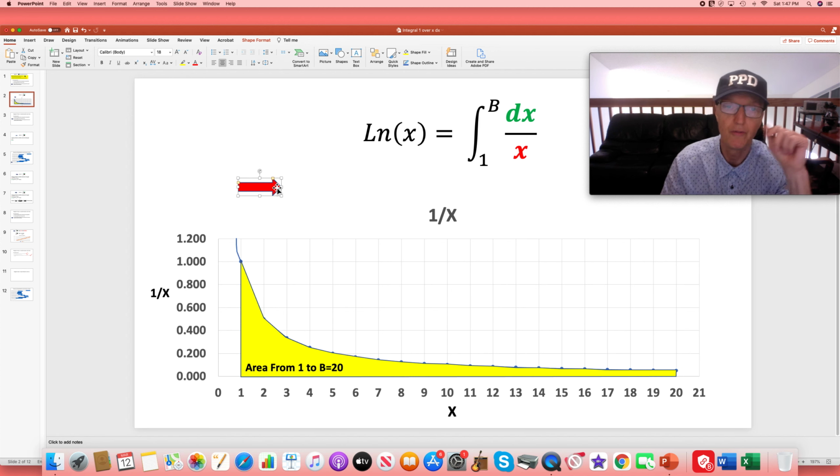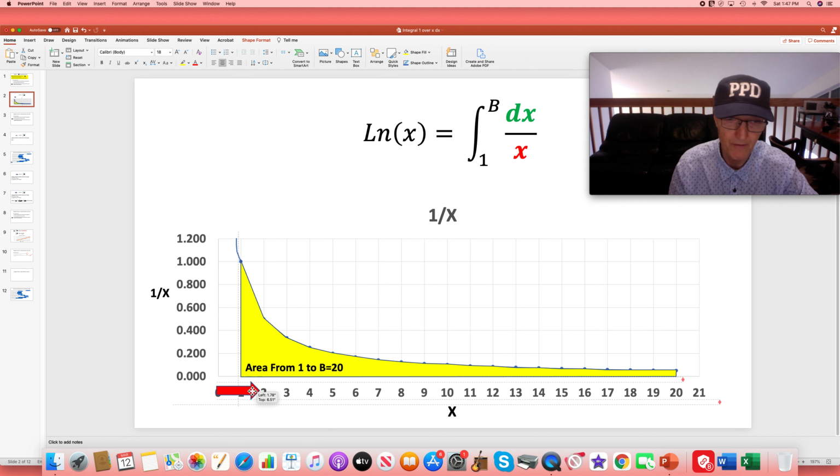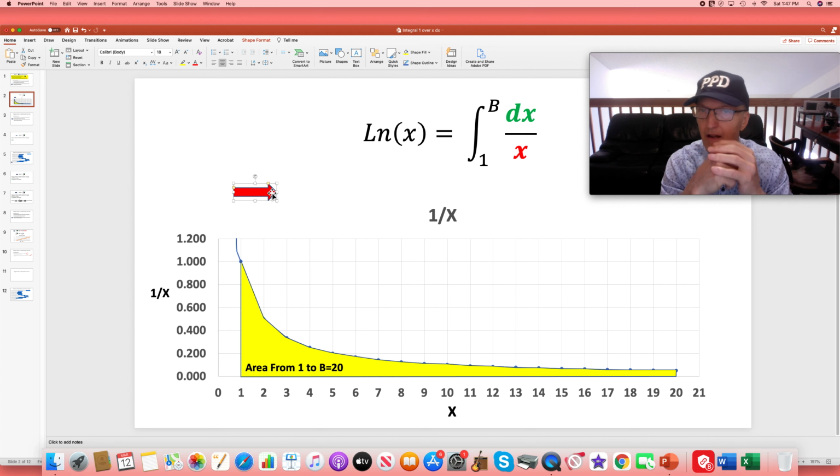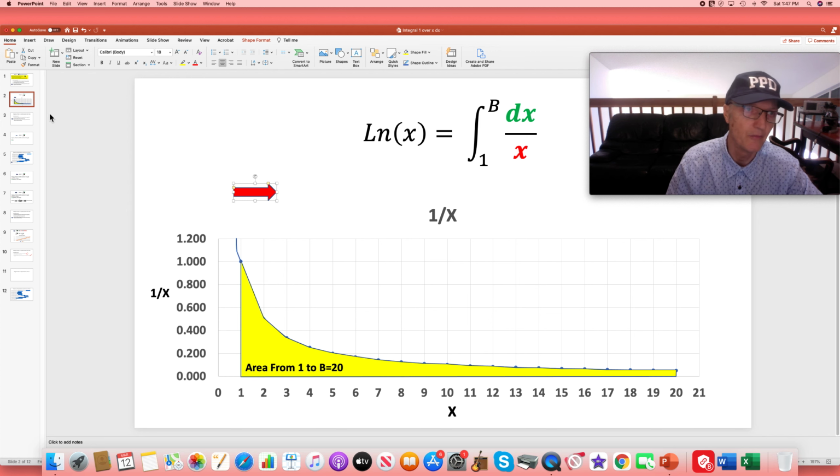But here, it's clearly representing the area, which I've shown in yellow. And I've done it by integrating the curve from x equals 1 up to x equals 20 in this chart. And that's what you're looking at. So that explains what this function of 1 over x dx with the integration is, and the physical meaning of it, graphically explained.